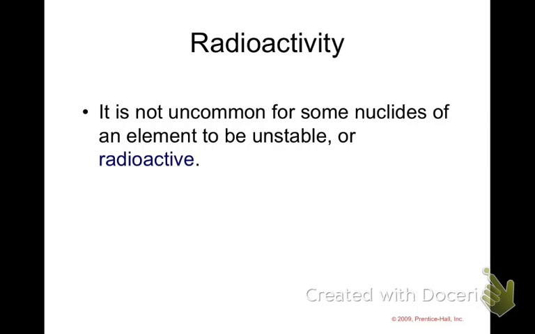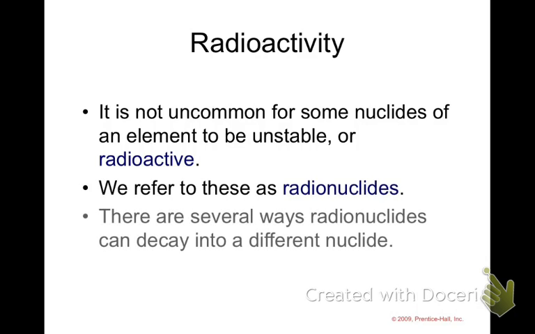So, what causes something to be radioactive? It's not uncommon for some nuclides of an element to be unstable, okay, or radioactive. Those are referred to as radionuclides, and there are several nuclear reactions that cause an atom's nucleus to split and form more stable nuclides. And that's called decaying.